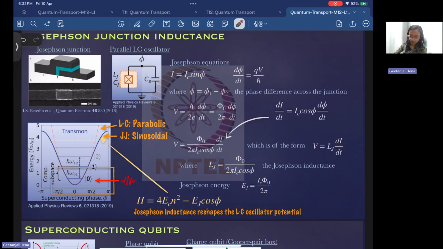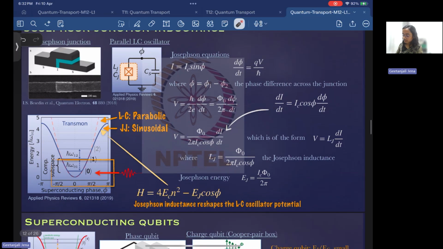And this expression we can write as of the form V is L di by dt. So that means the inductance, which was constant earlier, is now what we call the Josephson inductance. This is given by phi 0 by 2 pi Ic cos phi. So it depends on both the critical current as well as the cosine of the phase difference across the junction.